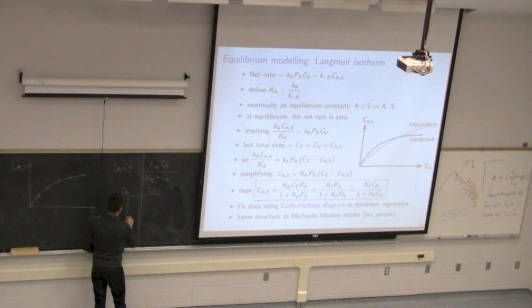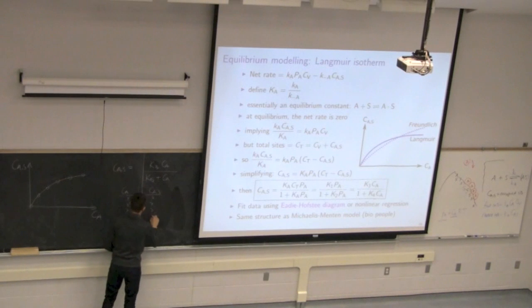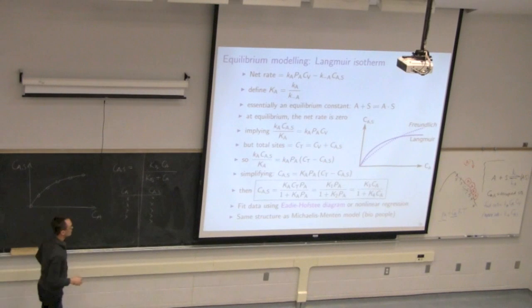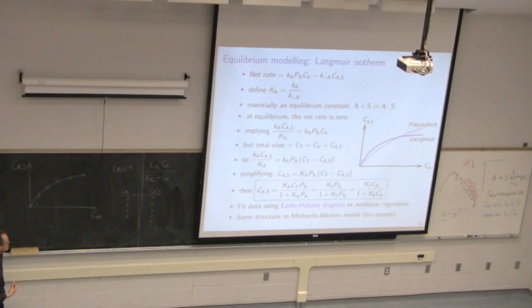Like 3, 4, or 5 experiments at different concentrations of CA and measure the resulting CAS. You can then find those constants K3 and K5 from a nonlinear curve fit, or use the Eadie-Hofstee diagram to linearize that equation and then find the slope and the intercepts to calculate K3 and K5.